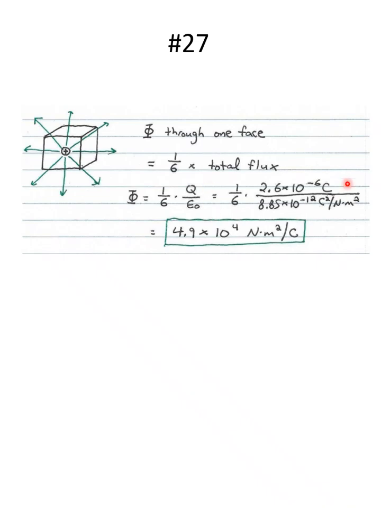The charge enclosed is 2.6 times 10 to the negative 6 coulombs. We'll divide by epsilon naught. Don't forget to take your 1/6. And the answer is 4.9 times 10 to the 4th Newton meters squared per coulomb.